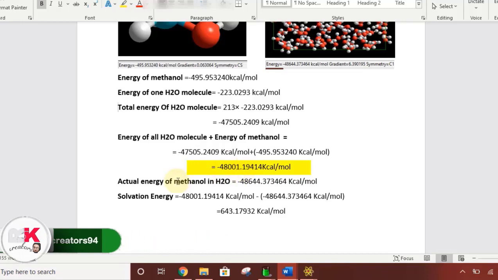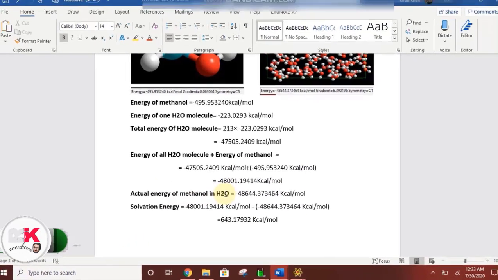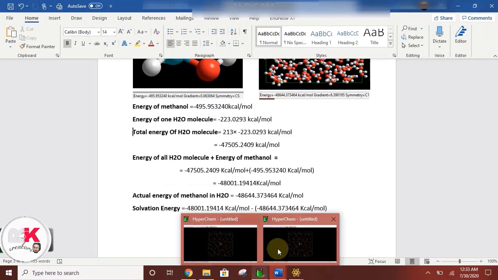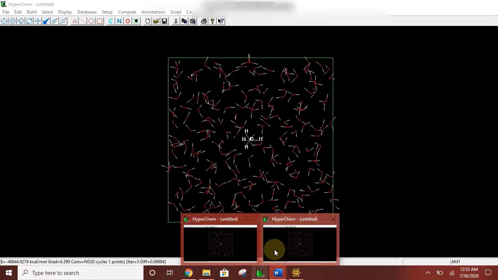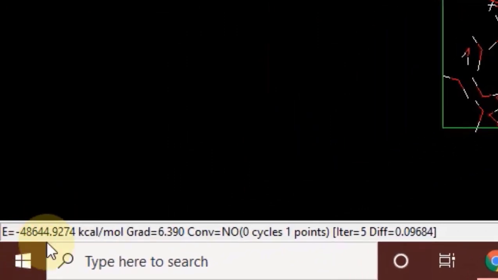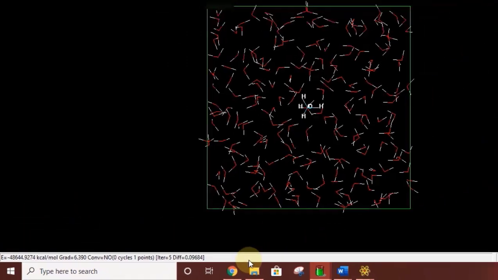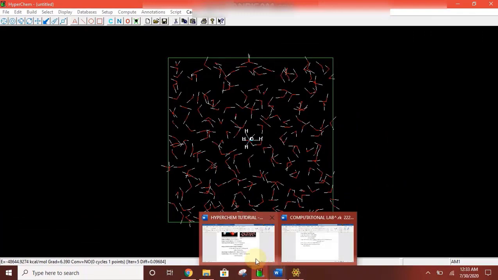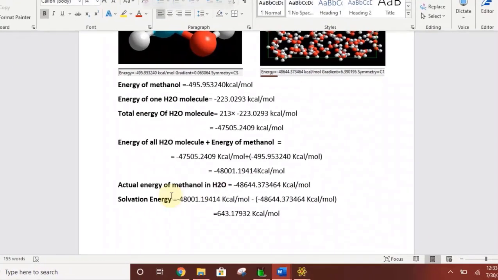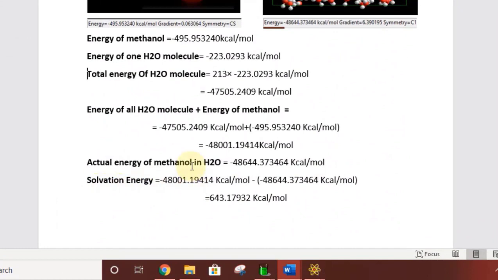48,001.19414 kcal, and the actual energy of methanol in water is calculated by the Hypercam as I showed you. This energy is the actual energy of methanol in water. Now to calculate the solvation energy, subtract the actual energy from the theoretical value of methanol in water, and you get an answer of 643.17932, which is the solvation energy of methanol.